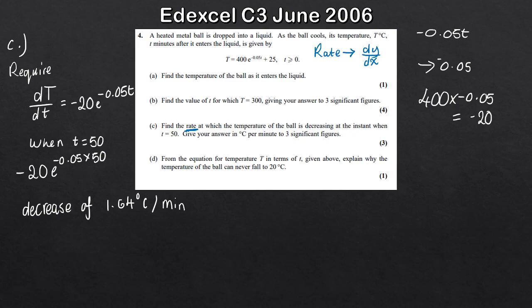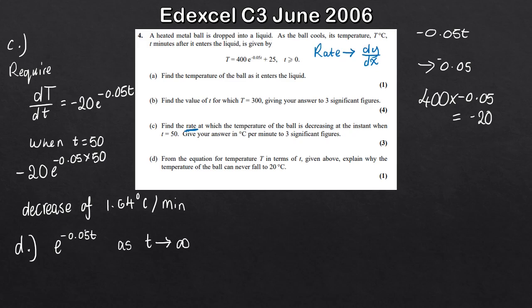And then finally part D, 1 mark, so not loads of work, but it's not particularly easy to see why the temperature of the ball can never fall to 20 degrees Celsius. The way to understand this is we need to understand how the behaviour of this exponential works. So what happens to e to the minus 0.05t as t tends to infinity? So as t tends to infinity, what would happen here?